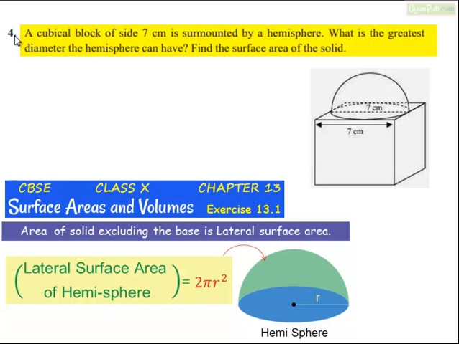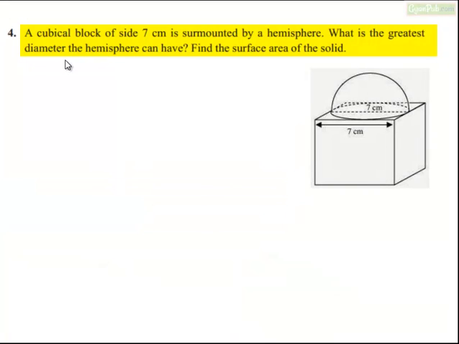Now let us discuss fourth question. A cubical block of side 7 centimeters is surmounted by a hemisphere. What is the greatest diameter the hemisphere can have? Find the surface area of the solid.